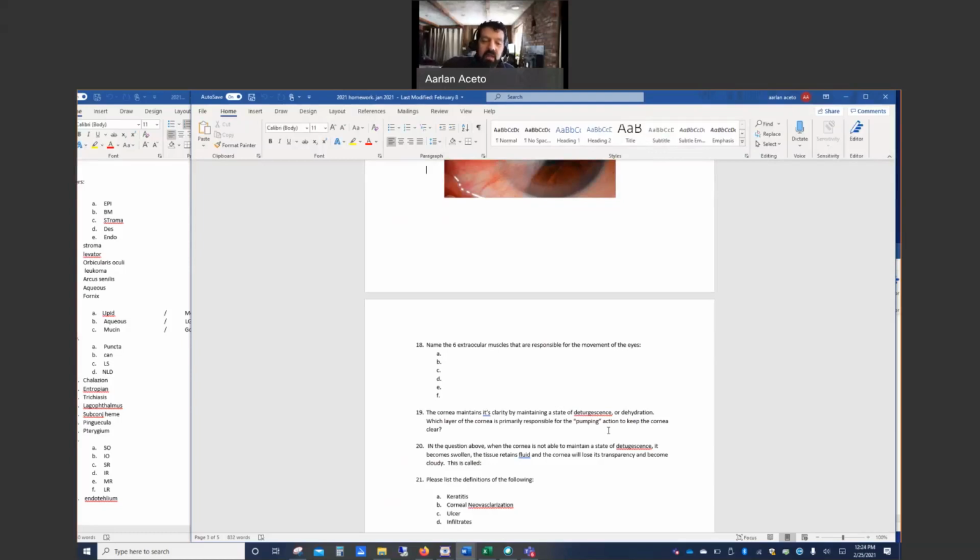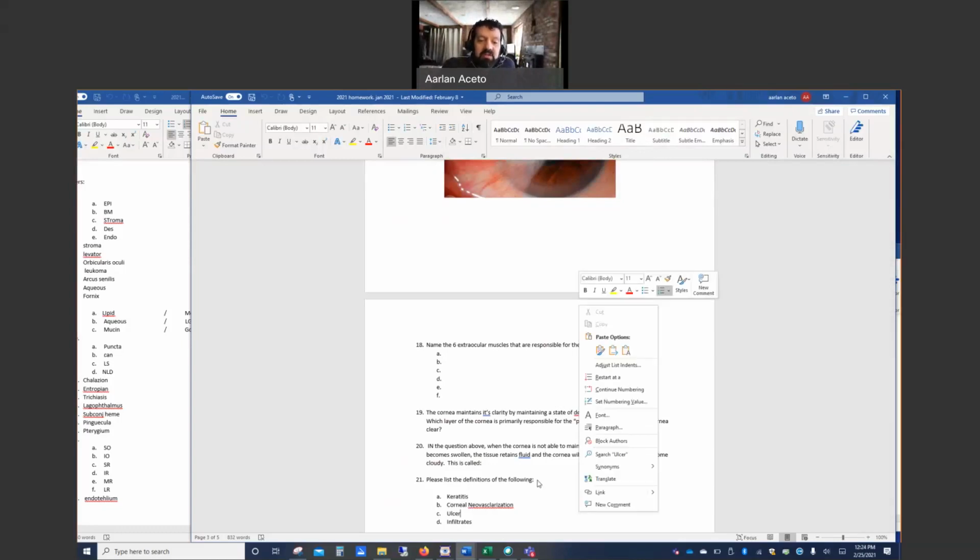can't do its job. In the question above, when the cornea is not able to maintain a state of deturgescence, if it's not maintaining its pumping action, if it's not keeping dehydrated and keeping clear, it gets cloudy, it retains fluid. That's called corneal edema.